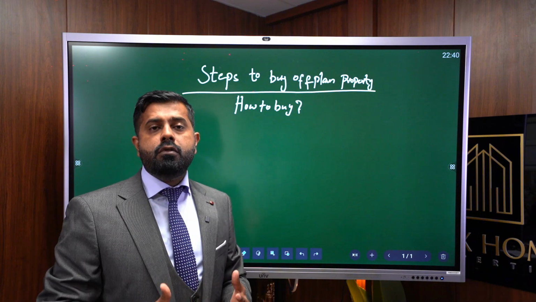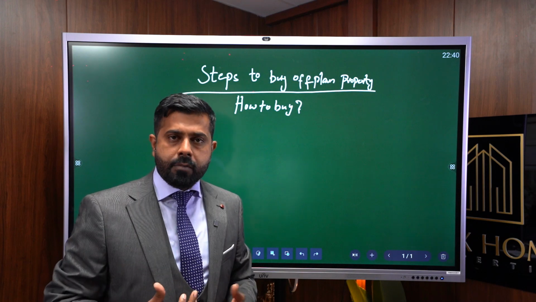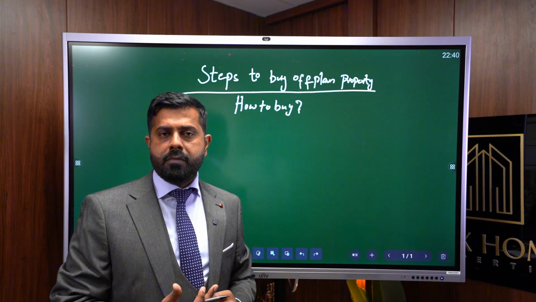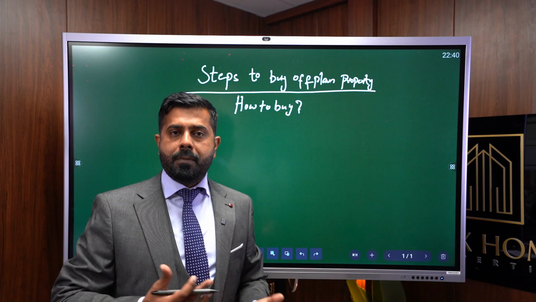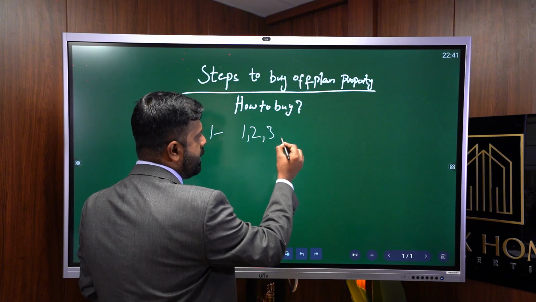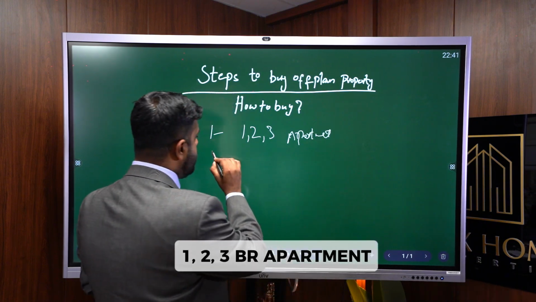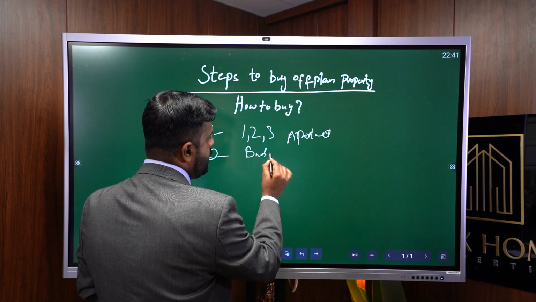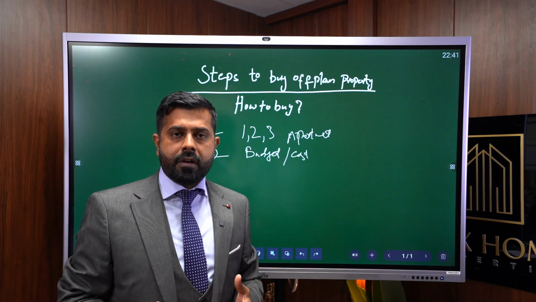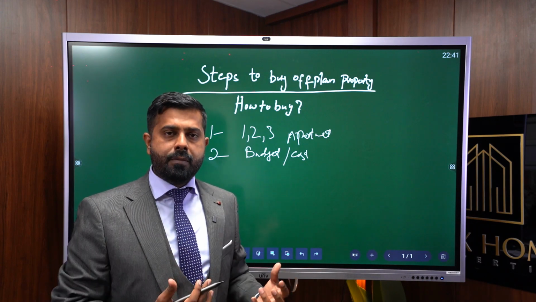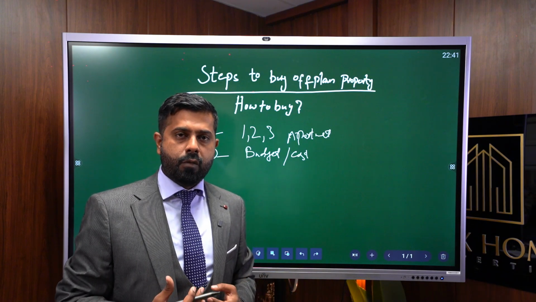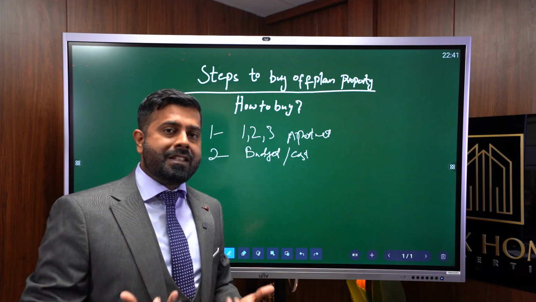Before buying, we should know if we are going for a residential option, an apartment or a villa. Let's say an apartment: it could be a 1 bedroom, 2 bedroom, 3 bedroom, or a studio. Then it depends on the budget and the cost. You should know how much budget or cost you can bear. You have to study the market: if you're going for a studio or a 1 bedroom apartment, how much is the minimum price, the starting price, in the market. It will help you to decide your budget and cost.